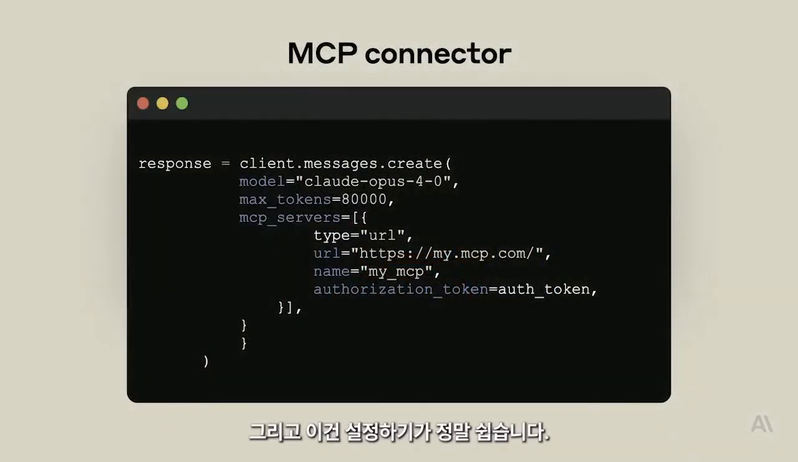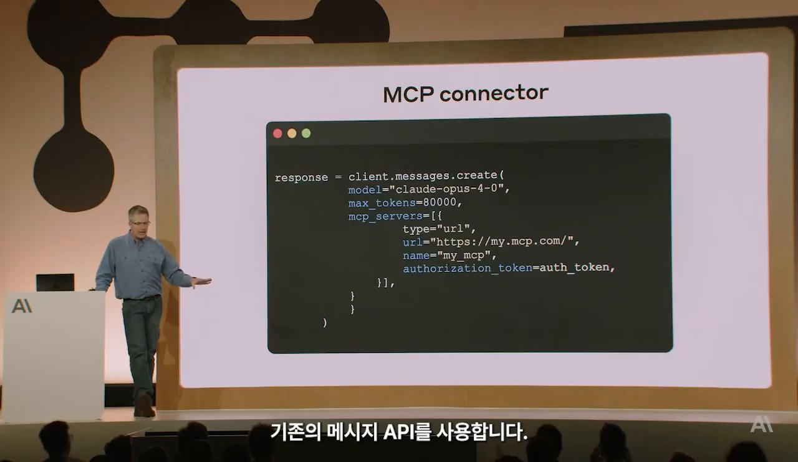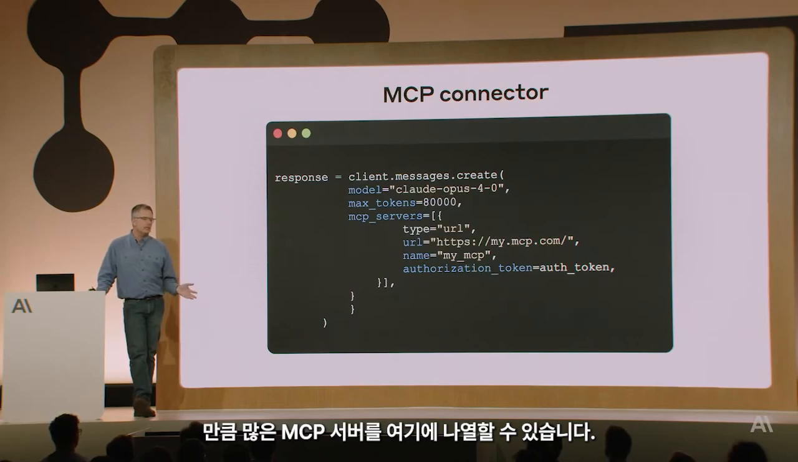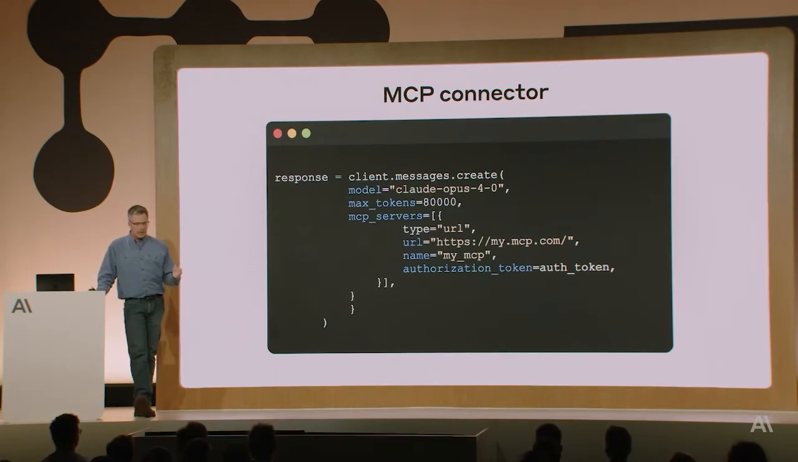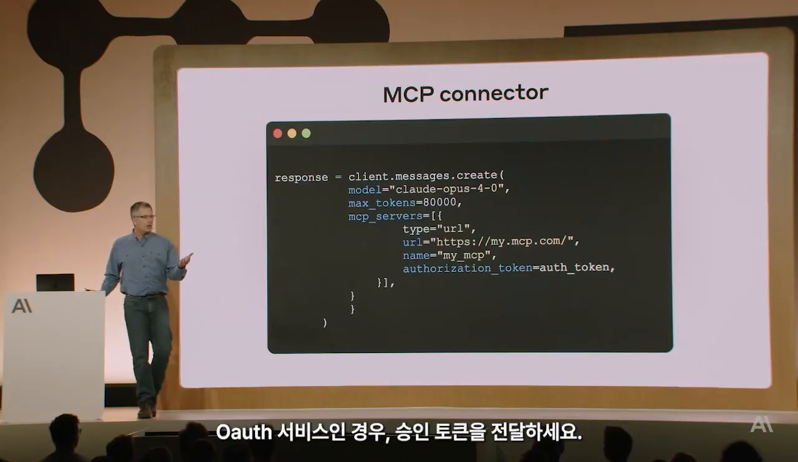And this is very easy to set up. Hopefully you're getting a little bit of a pattern here. A very composable system. It uses the existing Messages API. This time we're just using this new MCP servers attribute, and you can list as many MCP servers as you need here. You just give the URL and a name, and then if it's an OAuth service, you pass the authorization token there.